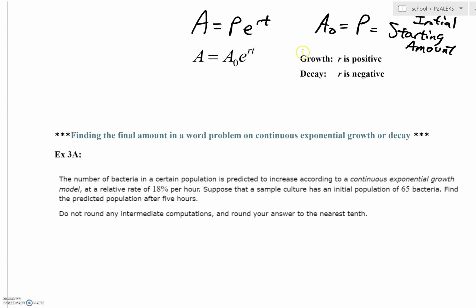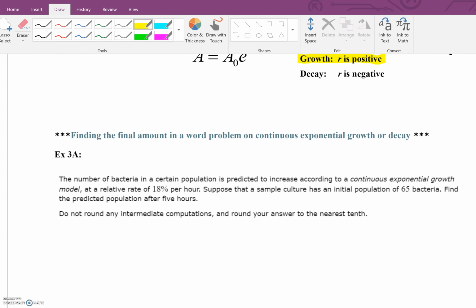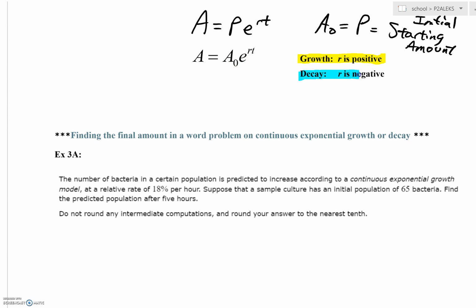But here's the big change. You're going to be reading about growth. You're going to be reading about decay. You're using this PERT formula for sure. You're using that for every single one of these. But if you're dealing with growth, your R will be positive. If you're dealing with decay, you're going to have your R being negative. So that's the only huge difference. T is going to be time units. T does not have to be years here.